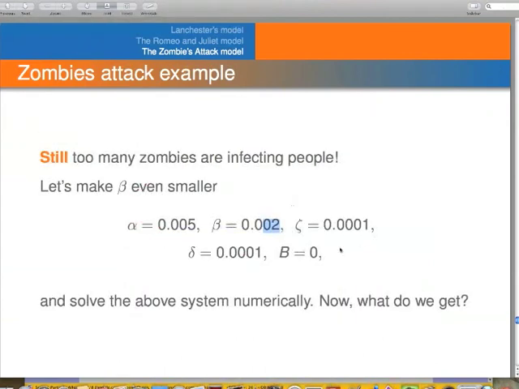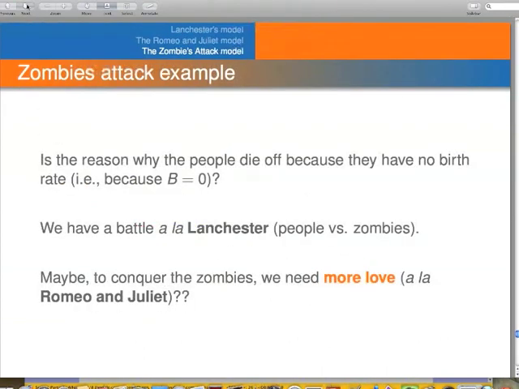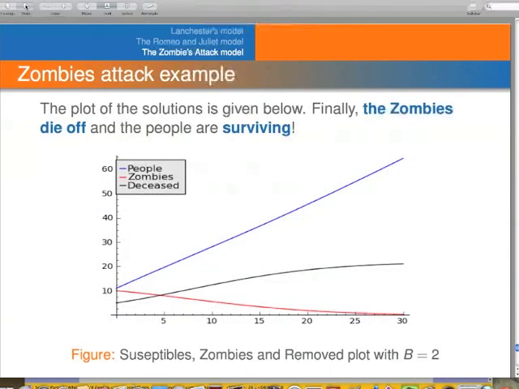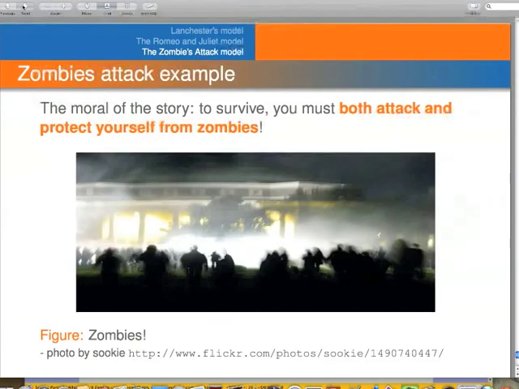But notice, we always had this birth rate to be zero, so let's change that. Okay, try b equals 2. All right, now the zombies are dying off, and the death is kind of leveling off, it looks like, and people are surviving and growing, so that's good. So the moral of the story is that you have to attack, and you also have to protect yourself from zombies, and reproduction is important also.